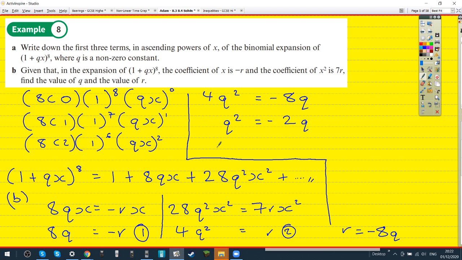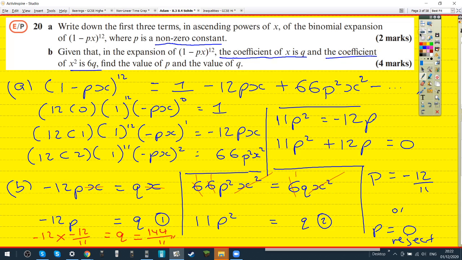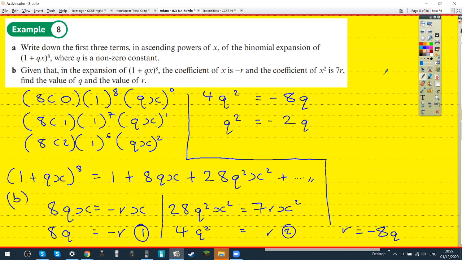And then would you just square root both sides? Would that not work? How did we solve the previous one? What type of equation is it? Quadratic. Yep. So you minus q squared on both sides, so minus q squared minus 2q equals 0. Yep.